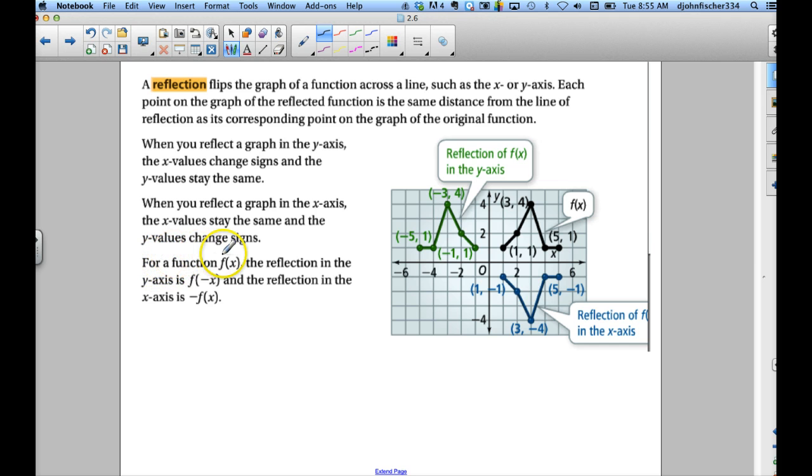So this is for a function f of x, the reflection in the y-axis is f of negative x, remember that, and the reflection in the x-axis is negative f of x. So notice here, reflection of f of x in the y-axis. Here's the y-axis. We flipped it across. Looks the same but flipped across. Now reflection of this one across the x-axis.